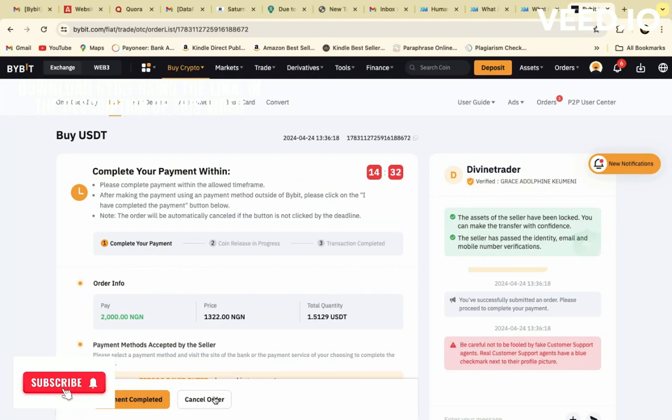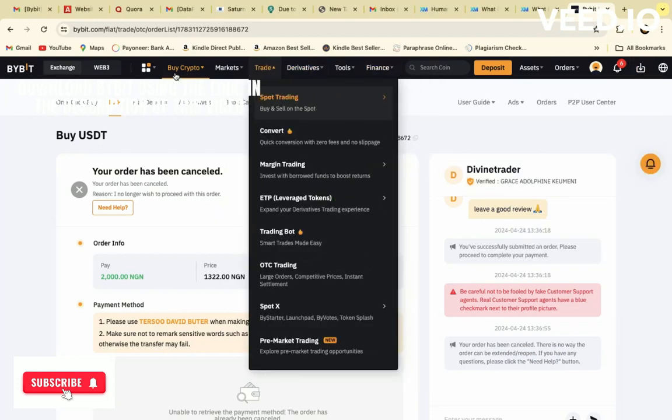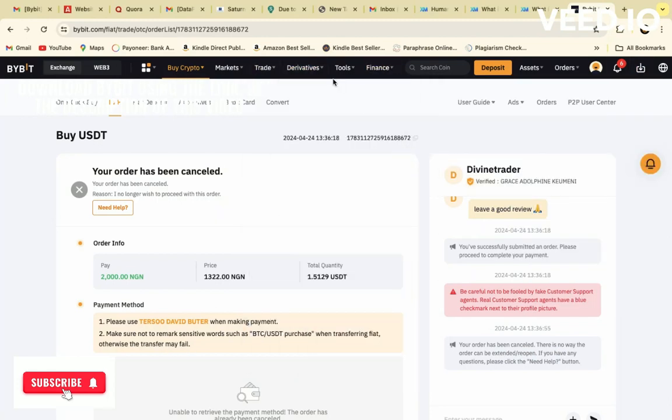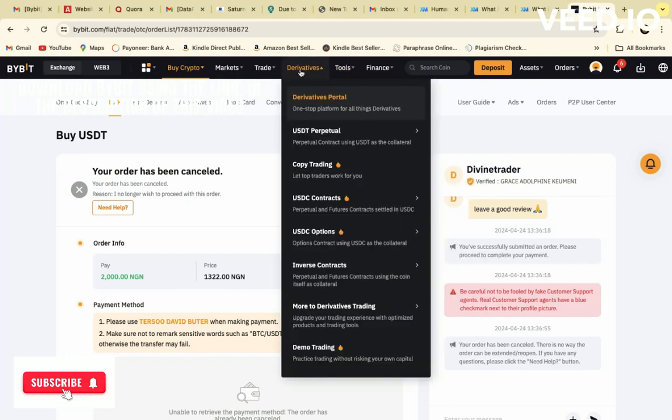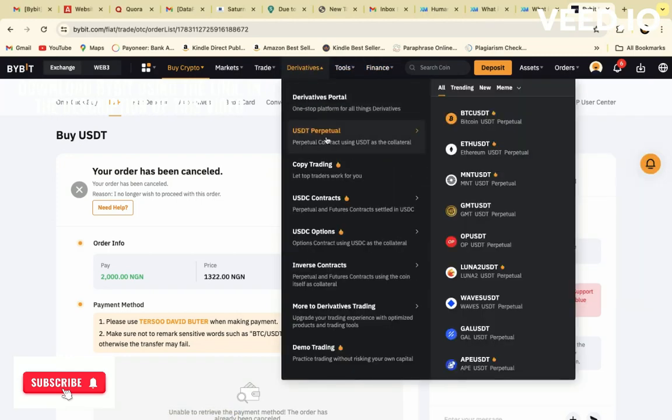So in order for you to trade cryptos, it's what is called derivatives. Derivatives is one of the options we have up here. So what we are doing tonight is USDT perpetual. Now under USDT perpetual, you find coin pairs in which you can trade. These are coins that you use to trade against each other in order for you to get profit.